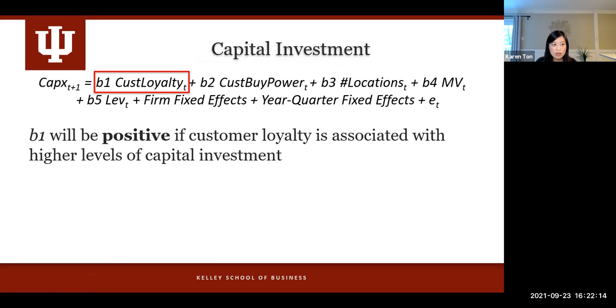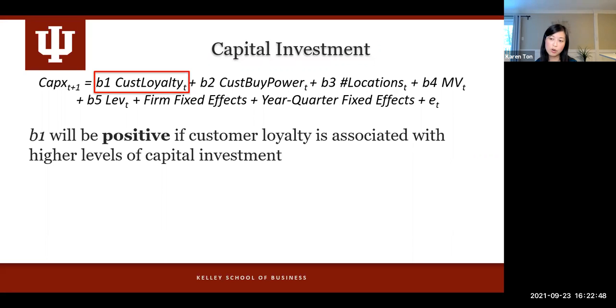The second model that we run with managers is we look at whether customer loyalty actually affects levels of capital investment. And the idea here was that it's possible that any increases in investment sensitivity might be offset by fewer opportunities. So this additional test will give us a better sense of whether customer loyalty is correlated with the level of capital investment.